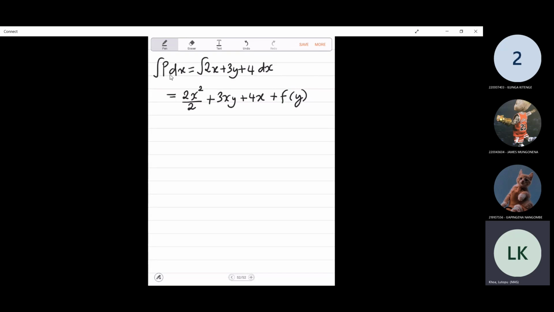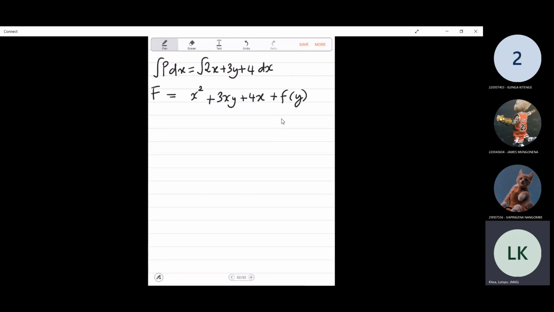So now that I have this, what I do is I differentiate this function with respect to y, and that answer must be equal to q. So take this function, differentiate it with respect to y. If I simplify this, this is just x squared. So this would be your function f that you're looking for.